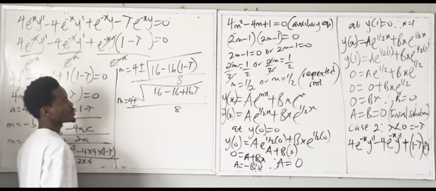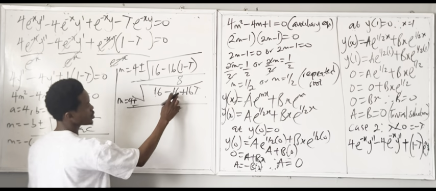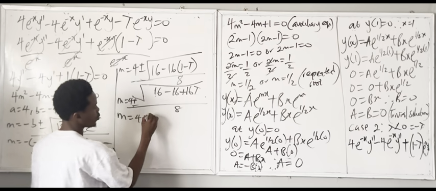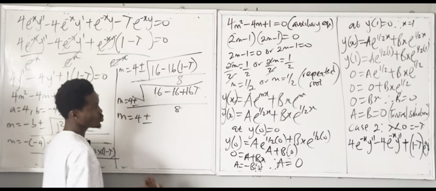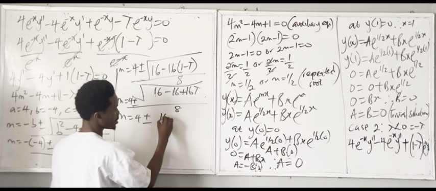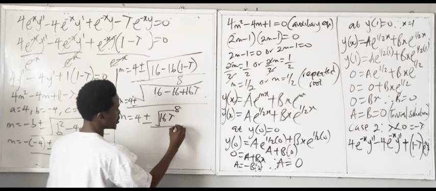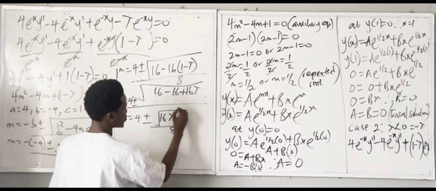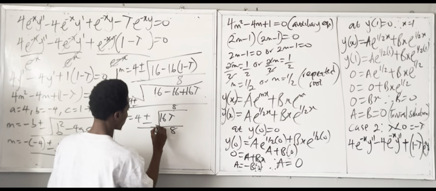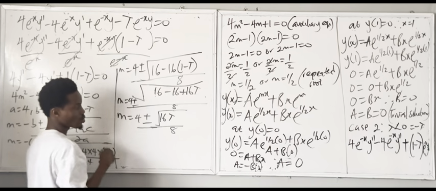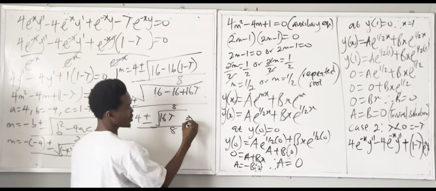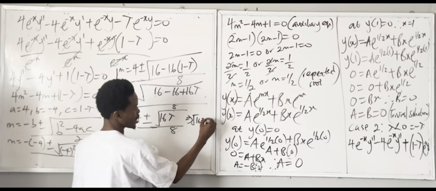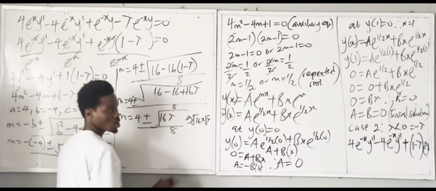So what am I going to do next? This is 16 minus 16, so I'm going to have m equal to 4 plus or minus the square root of 16 minus 16, which is 0, and what do I have here? 16 lambda over 8. I can write 16 lambda as the square root of 16 times the square root of lambda.